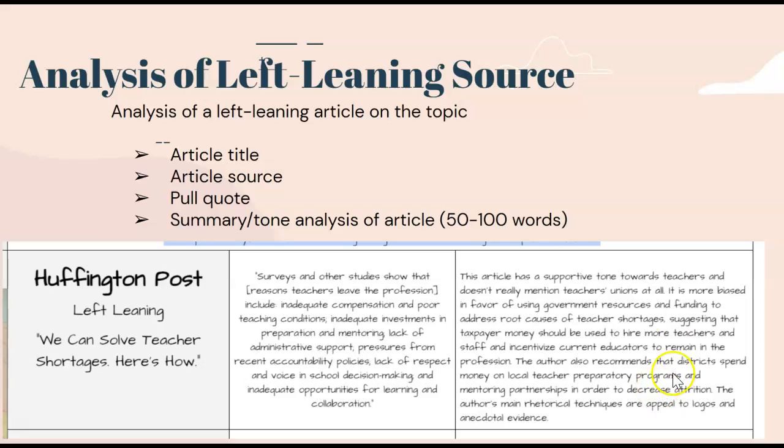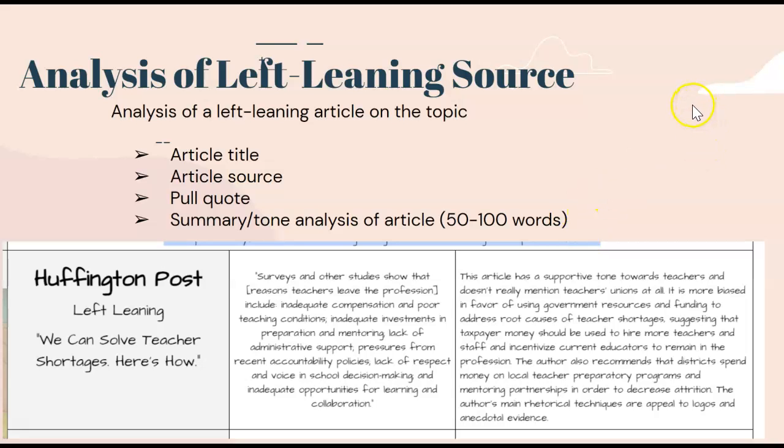Then, the tone analysis reads as follows. This article has a supportive tone towards teachers and doesn't really mention teachers' unions at all. It is more biased in favor of using government resources and funding to address root causes of teacher shortages, suggesting that taxpayer money should be used to hire more teachers and staff and incentivize current educators to remain in the profession. The author also recommends that districts spend money on local teacher preparatory programs and mentoring partnerships in order to decrease attrition. The author's main rhetorical techniques are appeal to logos and anecdotal evidence.